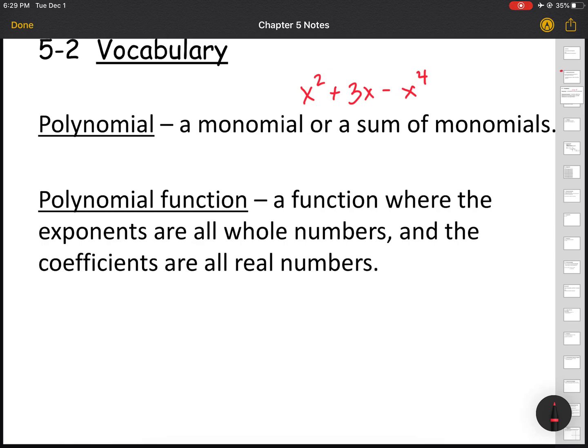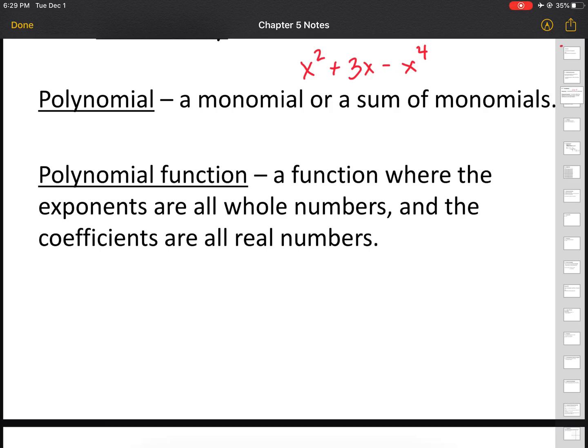minus x to the fourth power. Okay, that's a polynomial. A polynomial function is just a function where the exponents are all whole numbers and the coefficients are all real numbers. So in order to be a polynomial function, all the exponents have to be whole numbers. Can't have any negative exponents or variables as exponents, okay? Just regular whole number exponents. And the coefficients are all real numbers. Can't have any i's, or imaginary numbers of any sort.